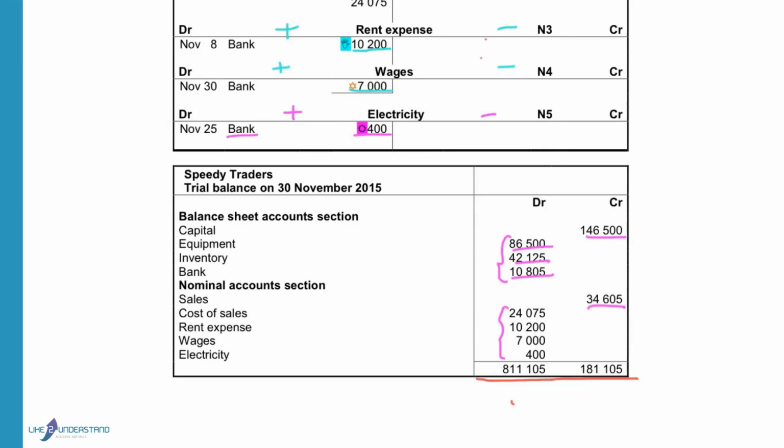Okay, in this case, if I add up the debit side, I realize that I made an adding mistake. So it is easy just to change the amount to 181,105. But in the majority of cases, it's not going to be so easy to detect the mistake. So if you add up the two totals and they're still not equal, you will have to go back to the ledger accounts and see if you transferred the correct amount from the ledger to the trial balance.